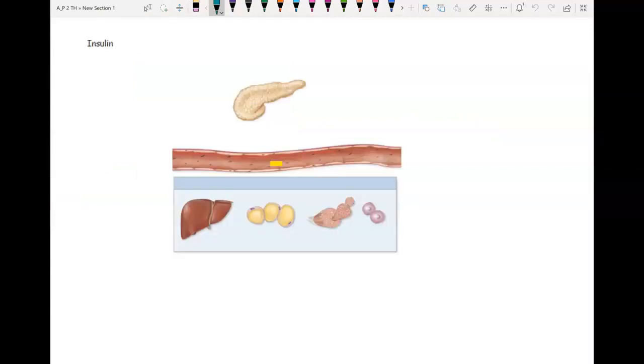Our next two hormones that we're going to look at are insulin and glucagon. These hormones maintain homeostasis of your blood nutrients. So we're going to start off with the scenario that you eat. Every time you eat, you have a rise in your blood nutrients.